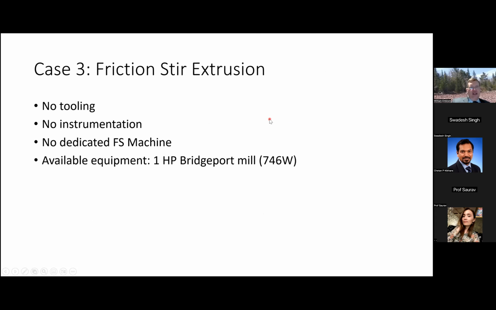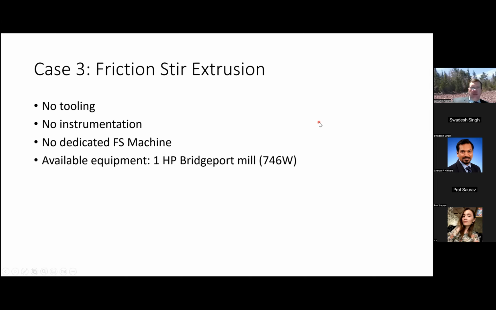So my last case study that I want to talk about is for friction stir extrusion, both forward extrusion and back extrusion. In the forward extrusion, we're reducing the diameter of the workpiece from 12.5 millimeters to about 6 millimeters. And for the friction stir back extrusion, we're making tubes where the outside diameter is about 12.5 millimeters, and the inside diameter of the tube is about 6 millimeters.